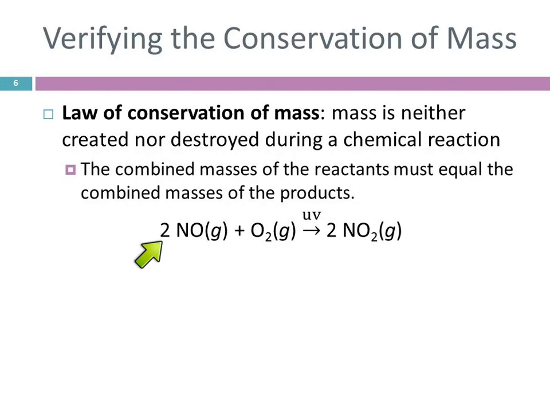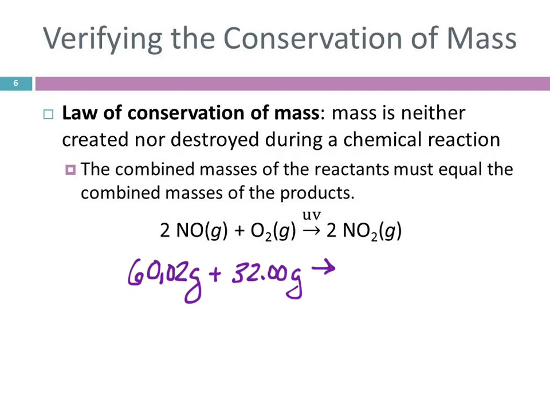So we can interpret this as 2 moles of this reacting with 1 mole of that. Well, what's the mass of 2 moles of NO? Well, nitrogen is 14.01 and oxygen is 16. So 1 mole is 30 grams, and I'll multiply by 2. So that would be 60.02 grams of NO. And this is going to react with 1 mole of oxygen, which would be 32 grams.